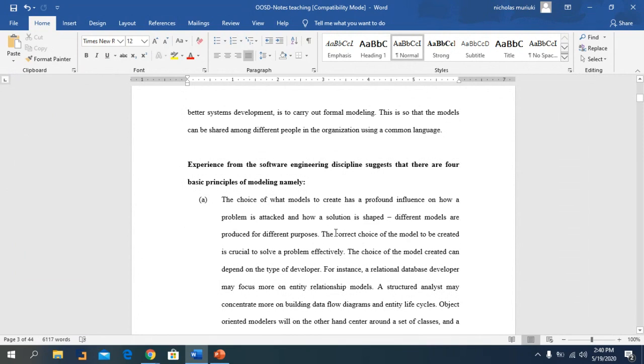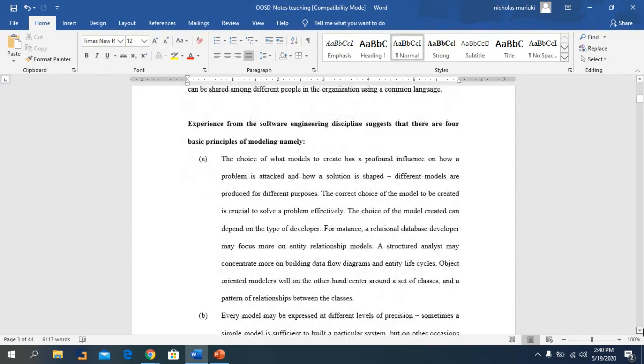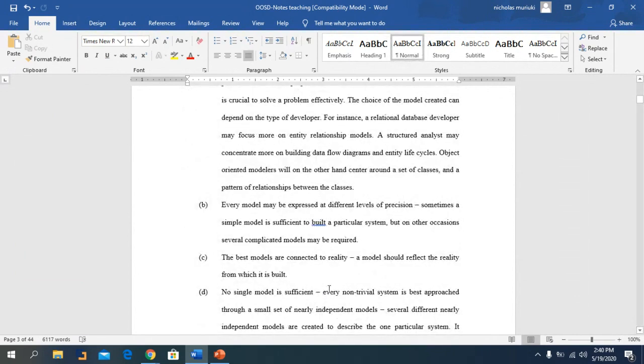So first of all, when you are coming up with any project or any other model, you must follow this principle. One, the choice of what models you want to create. Then you need to look at the model as a single entity. Don't look at a model where I'm looking at COVID-19, then I look at maybe education. If I'm looking at how I can assist people on issues of COVID-19, let me look at issues of COVID-19 on food alone. Don't go to education. If I'm looking at education, leave alone food. That is why we are saying no single model is sufficient, but this model should be treated as an identity. So in this case, we say every non-trivial system is the best approach.